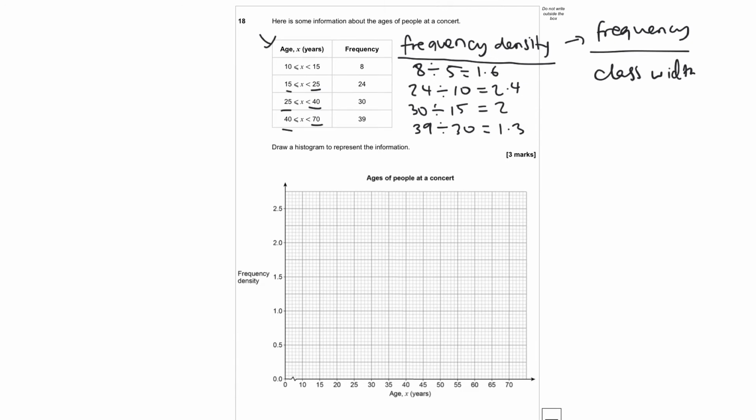So histograms are a type of bar chart where the bars are all touching each other. So the first one would be the first class width. So that's from 10 to 15. And then its frequency density, aka the height of the bar, is 1.6. So I'm going to draw a line of where 1.6 would be, which would be there. Then I'm going to draw down. That's the first one. Then the next one is 15 to 25, so 25 is there. But it goes up to 2.4. So that's about there.